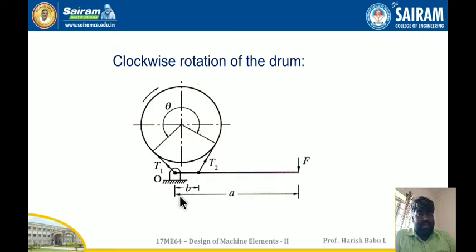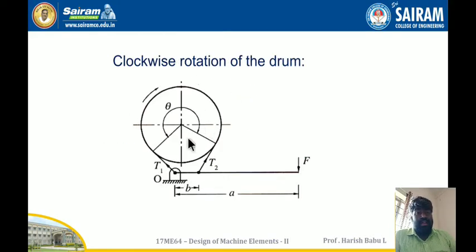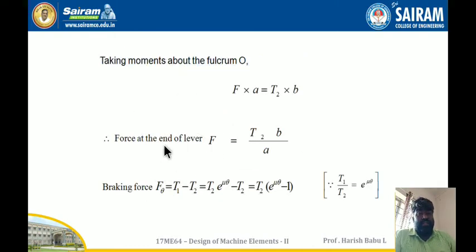So you have to think about the A value and B value, the forces T1 and T2, and the angle of contact theta. Taking the moment about the fulcrum, I have to take T2 into B and F into A. I want to get the force at the end of the lever: F is equal to T2 into B by A.